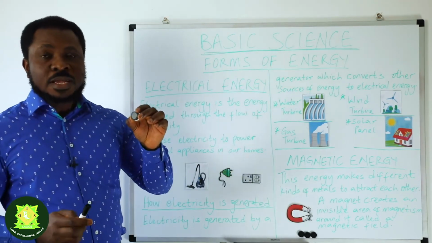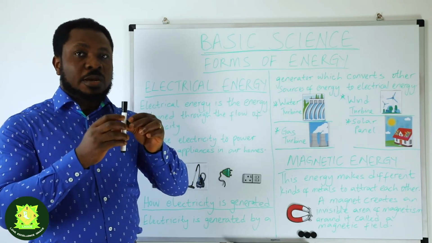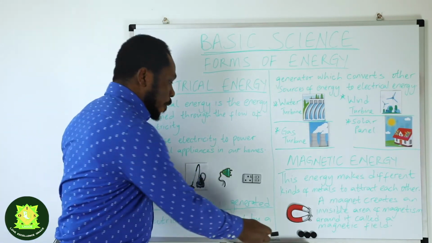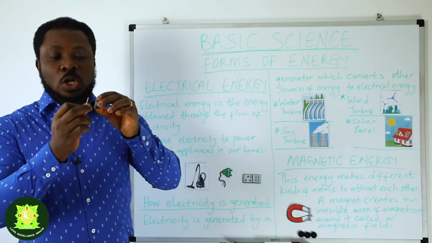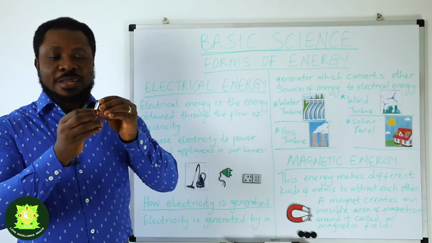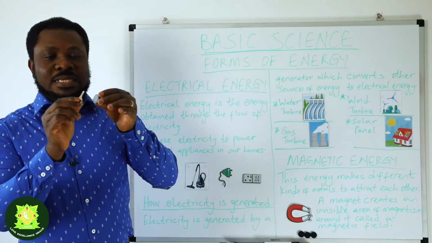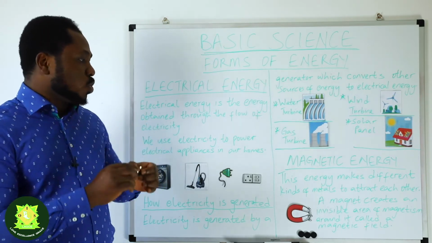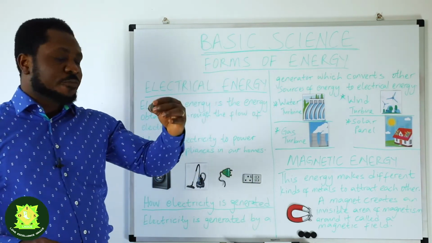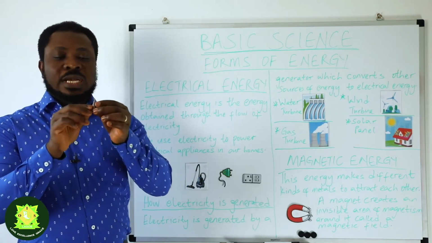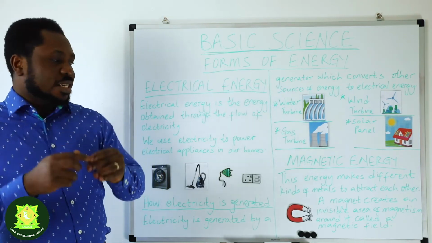I've got a magnet with me, and I've got a plastic material with me. If I put them together, they won't attract each other because this is plastic. However, if I bring another metal close to the magnet, it will attract each other because this is a metal. Can you see? So the magnet is attracting another metal. So magnetic energy is the energy that makes different kinds of metals attract. This magnet is a kind of metal that can attract other metals, and it can attract other metals because of magnetic energy.